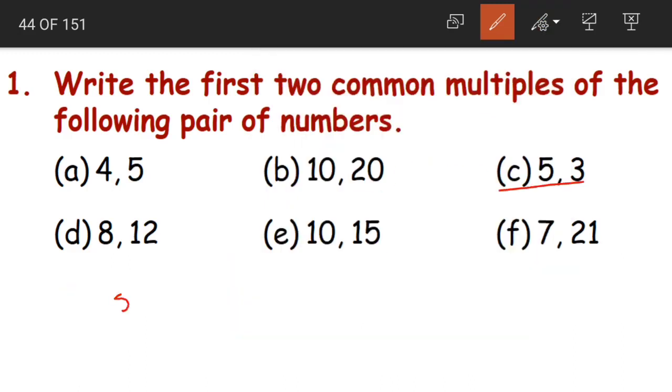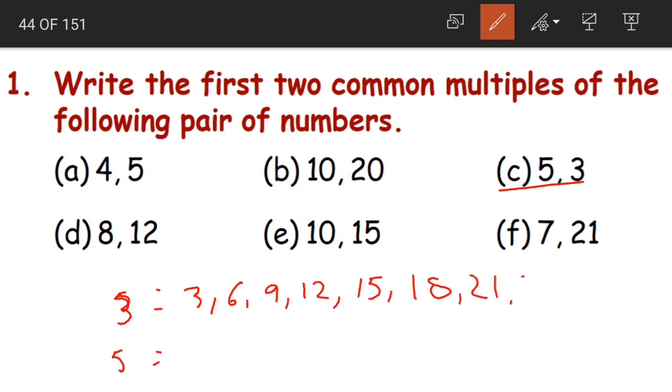Next question, C, 5 and 3. We have 3 1s are 3, 3 2s are 6, 3 3s are 9, 3 4s are 12, 3 5s are 15, 3 6s are 18, 3 7s are 21, 3 8s are 24, 3 9s are 27 and 3 10s are 30. The first 10 multiples of 3. In the same way, let us write the first... See, I have missed a number here. What should you write, children? We should write the first 10 multiples of 5 as well.